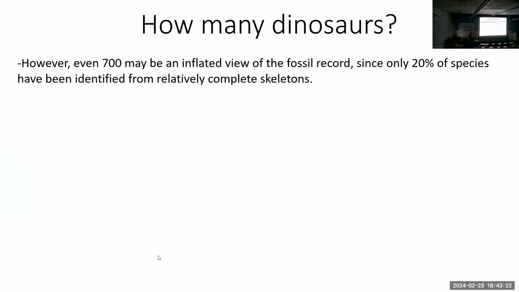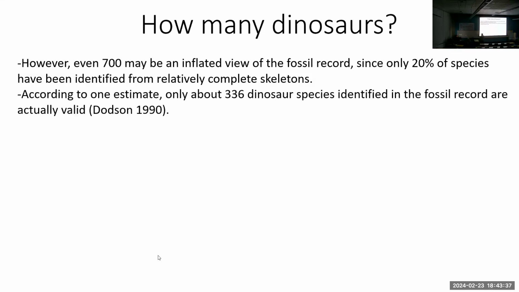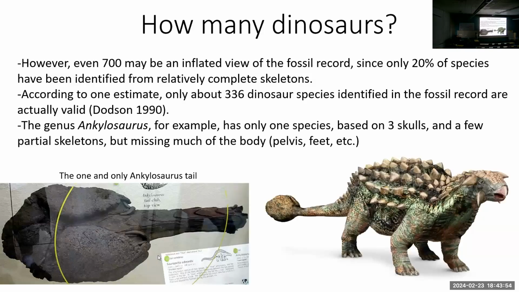In fact, that 700 is probably not accurate either, because most of these we don't really have a good skeleton for. Only about 20% have been identified from a nearly complete skeleton. The actual number of dinosaur species is probably quite a bit below 700. According to one estimate, there's only about 336 dinosaur species that are actually valid species. A lot of them are just one little fragment of bone, and those could be from a species you know about. So maybe we only know about 336 out of the hundreds of thousands that existed.